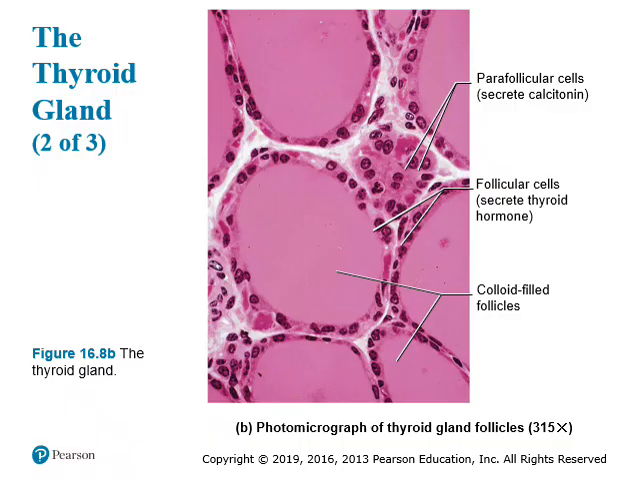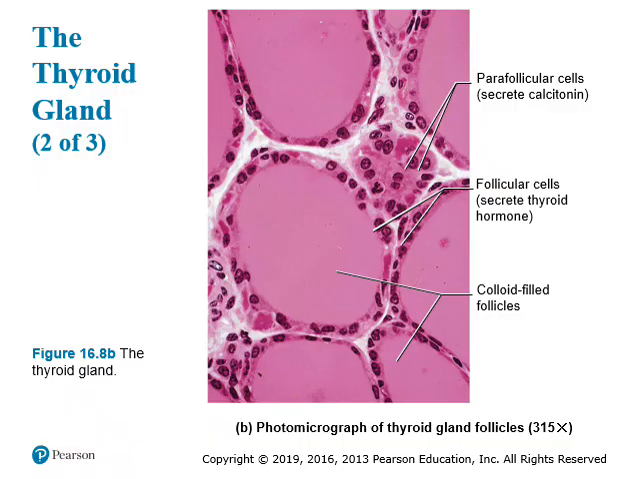Now, each of these follicles, these compartments here, you call them the follicles, is filled with colloid and is lined by simple cuboidal epithelium, which you call the follicular cells. Now, the cells that are not touching the follicles are what you call the parafollicular cells, and they are the ones that are secreting calcitonin. The follicular cells would be secreting the thyroid hormone.